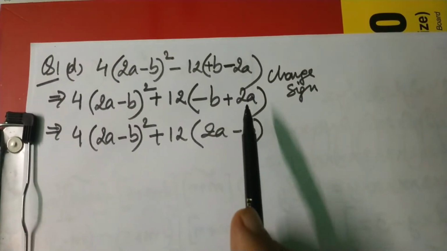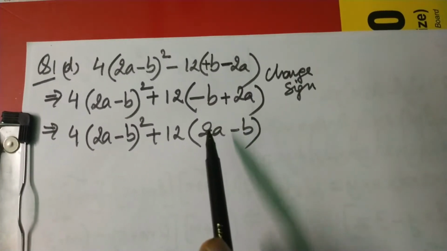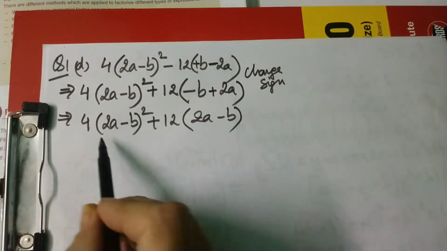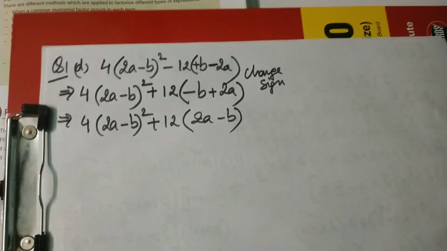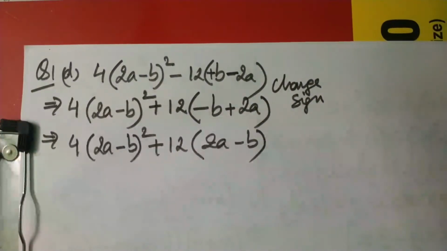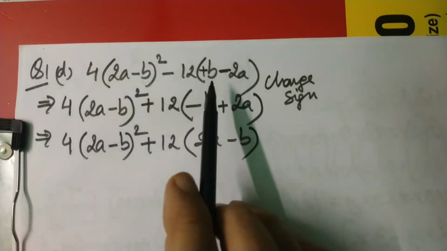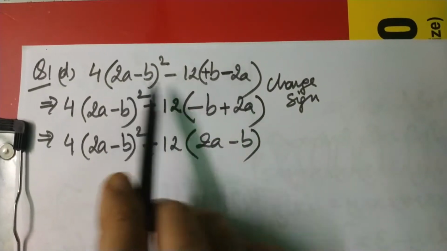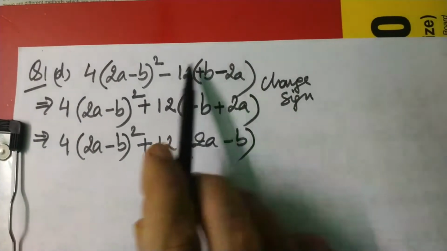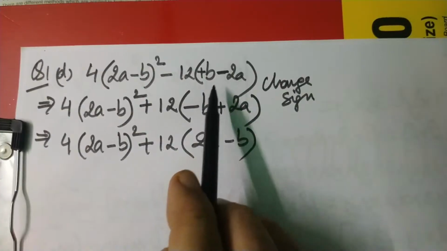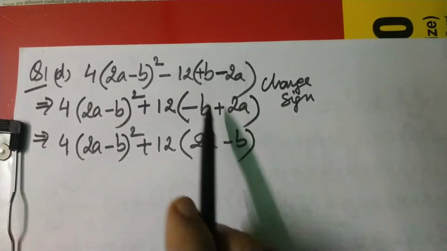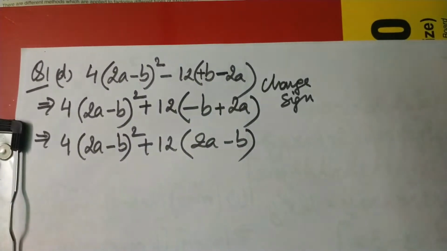This is 2a plus, I have written it first, and this I have written second. So what has happened, now I have got both the brackets the same. This is slightly complicated, but it is not so much. What you have to do is make the two brackets the same. Therefore I have changed the sign of this bracket. When I change the sign, plus becomes minus, minus becomes plus, and minus 12 becomes plus 12.